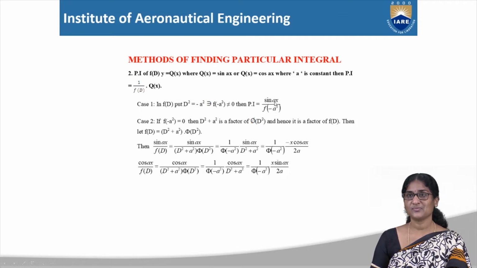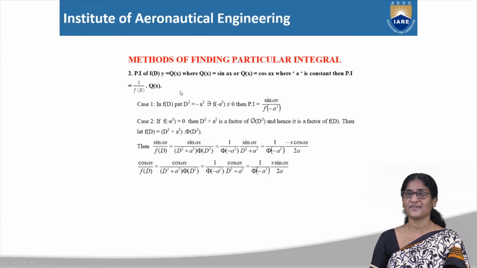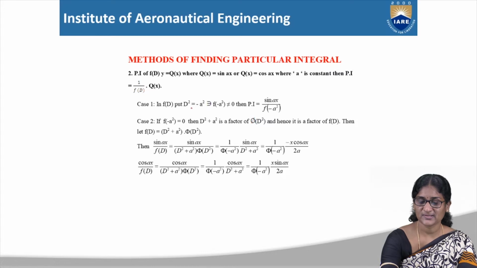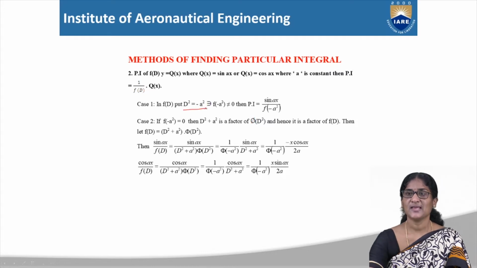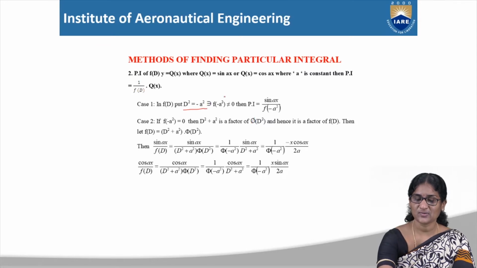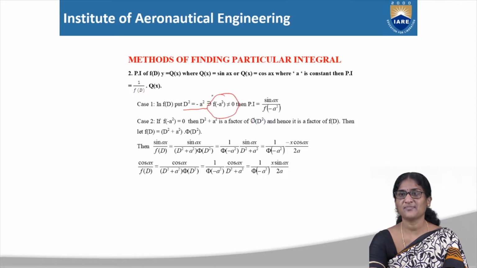Before that, let's see the formulas that we have to refer. Particular integral is equal to 1 by f of D into Q of x, where Q of x is sin ax. In place of D square you substitute minus a square. In place of D square you substitute minus a square. This can be done provided f of minus a square is not equal to 0. If f of minus a square is equal to 0, then the procedure cannot be followed.